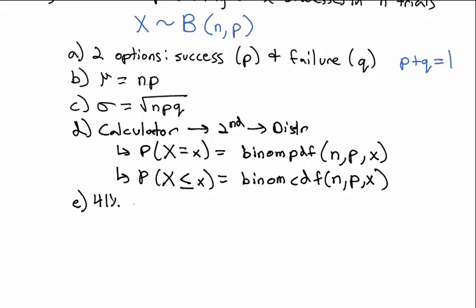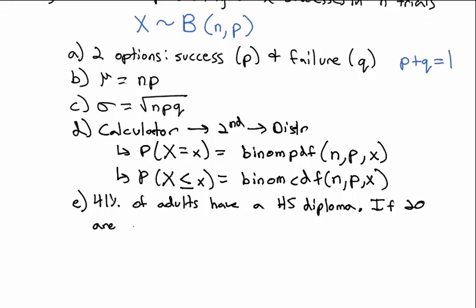Let's say 41% of adults in a certain community have a high school diploma. If 20 are selected randomly, we're going to be asked to find first we're going to find mu.